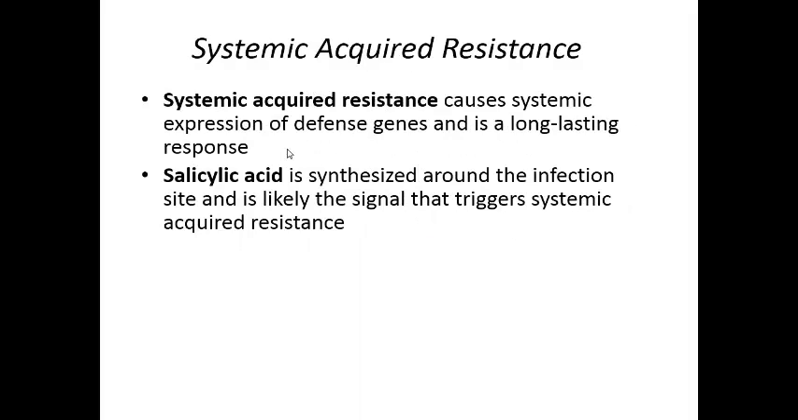Systemic acquired resistance is a more systemic response. It's going to take place across the entire plant, and it's going to be long-lasting. It's going to defend the plant against that pathogen. The major chemical messenger used in systemic acquired resistance is salicylic acid. We commonly know salicylic acid as being the major ingredient in aspirin. It's synthesized around the infection site and is likely the signal that triggers systemic acquired resistance.